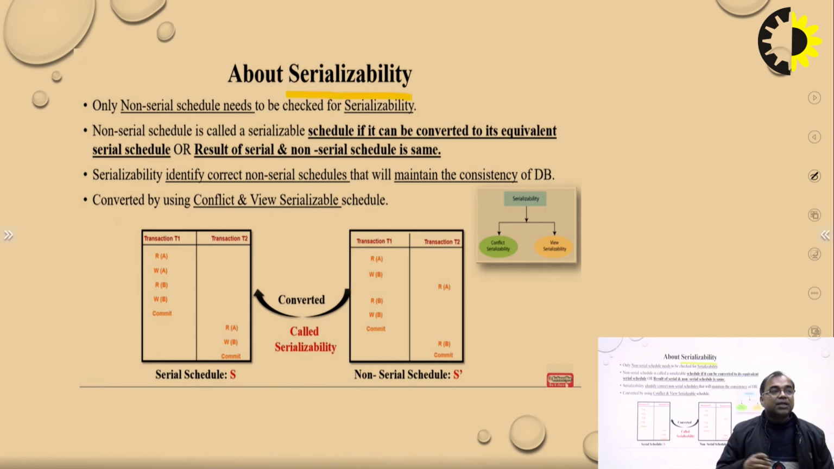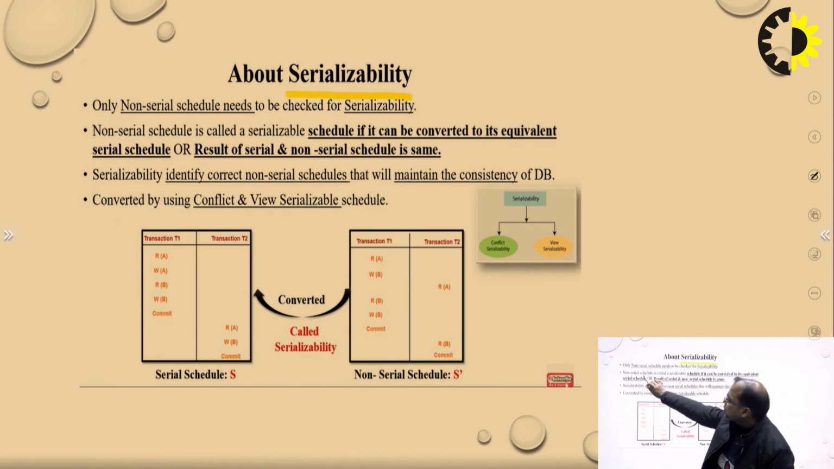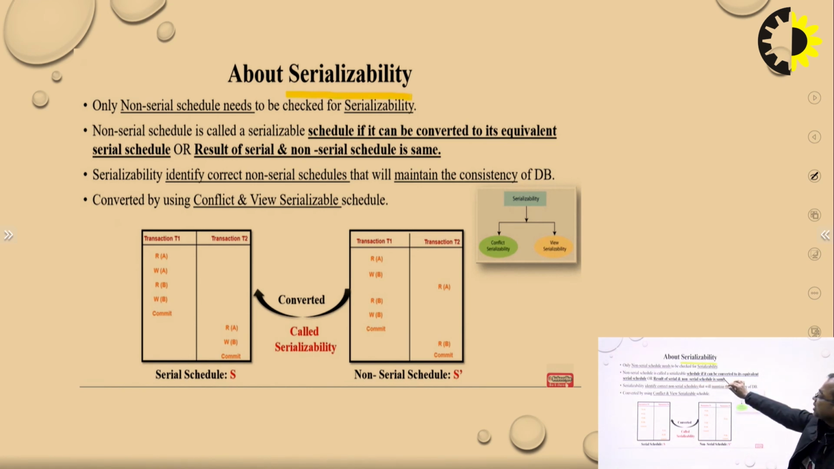Clear? Next, a non-serial schedule is called a serializable schedule if it can be converted into an equivalent serial schedule. How do we check this? Only if it can be converted to its equivalent serial schedule, or we can say the result of the serial and non-serial schedule is the same, then only we can say it is serializable. If the results of both serial and non-serial come out the same.